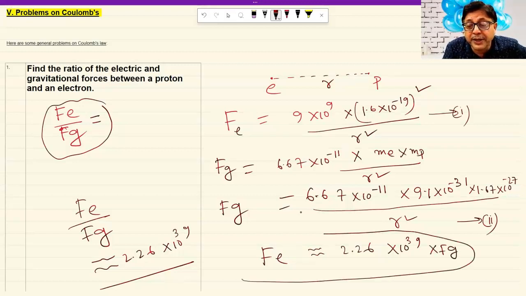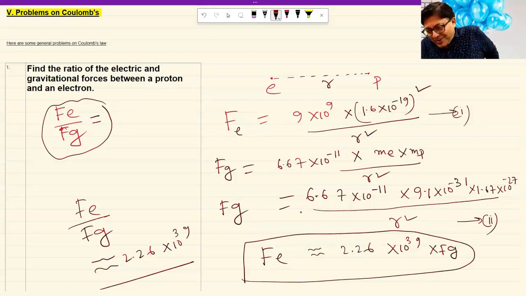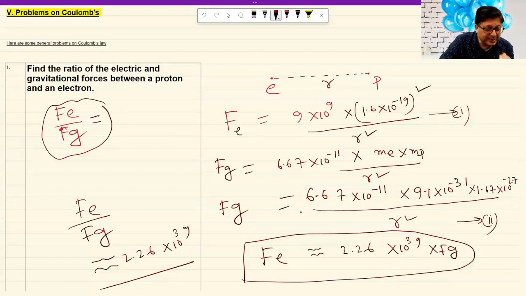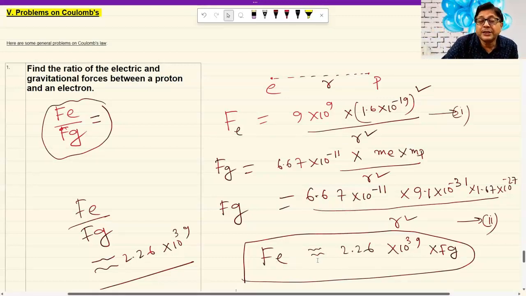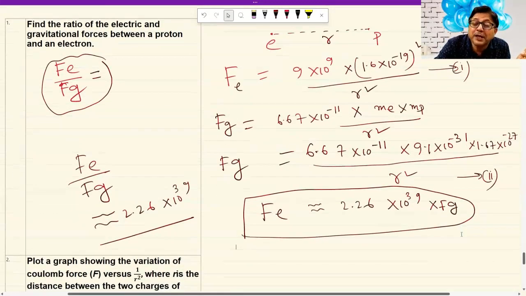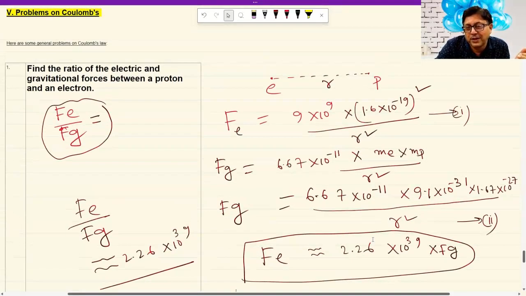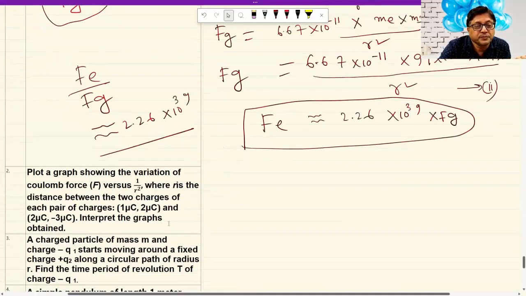Gravity is really a weak force. Electric force is not the strong force; the strong force is another category. So electric force is of the order of 10 to the power 39 times larger than the force of gravity. Very large. At home you compare the force of repulsion between, and this force is attractive because it is an electron and a proton. At home you calculate the electric force between two protons.